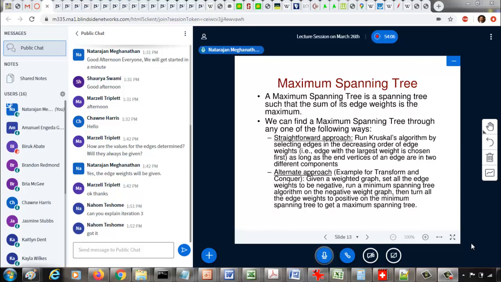Spanning tree. Okay, so a maximum spanning tree is a spanning tree such that the sum of the edge weights is a maximum. So that is just the opposite of minimum spanning tree. Okay, so we can use Kruskal's algorithm to find a maximum spanning tree.